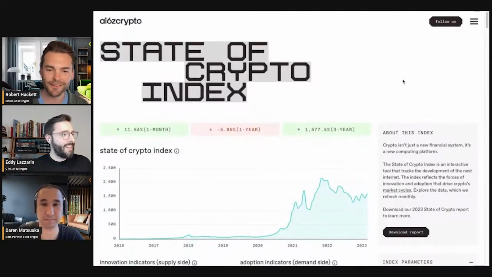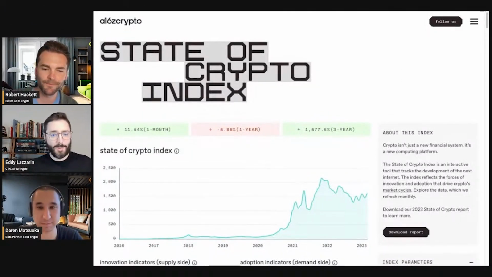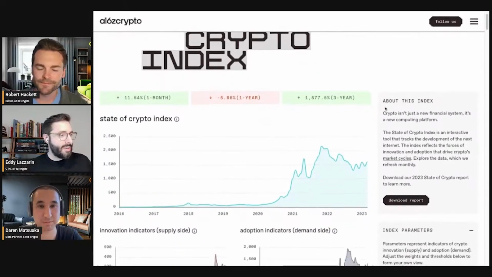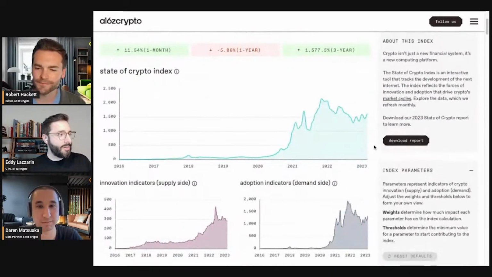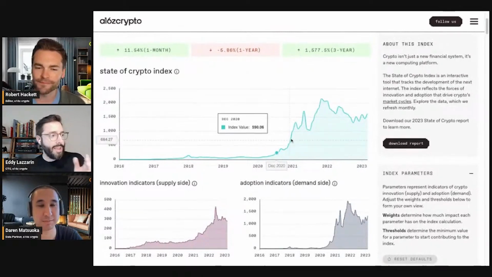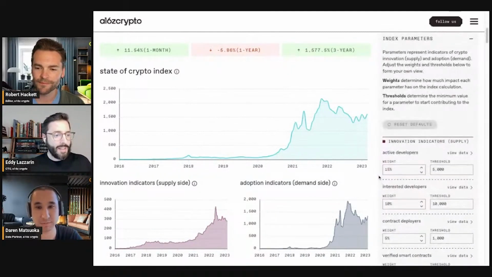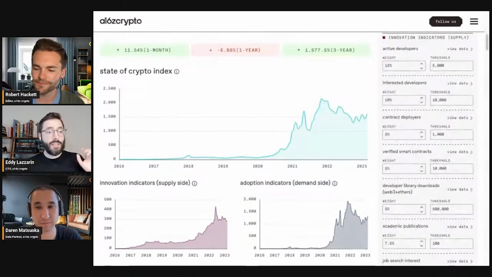Great. Could you bring my tab on stage? There you go. Boom. So here's the State of Crypto live on our site. And you can see here what I was pointing out earlier, which is the overall aggregated index right here. And then the broken out adoption indicators and innovation indicators. Here on the right side, you can see all of the indicators that sum together to make the total.